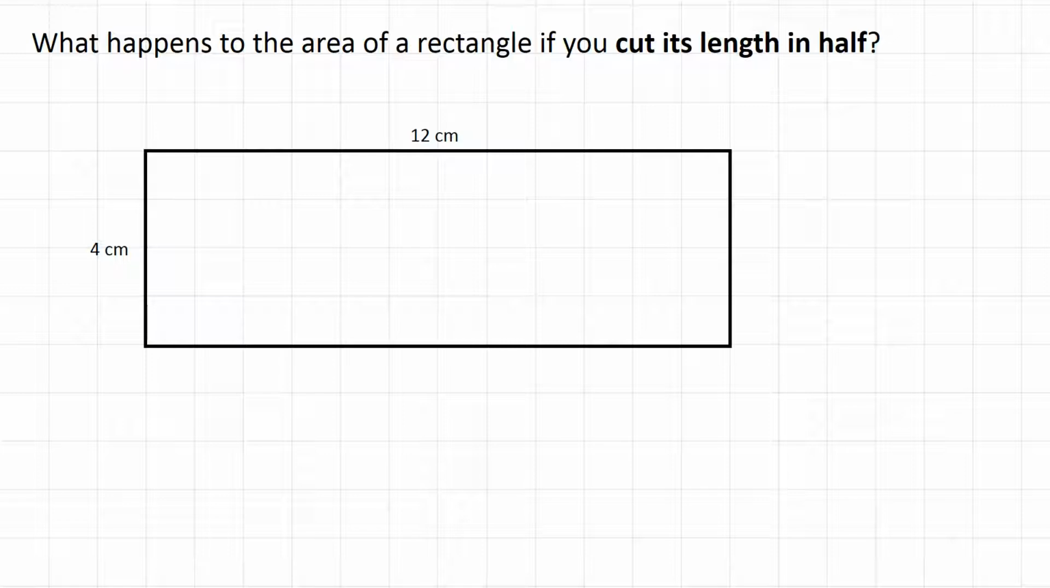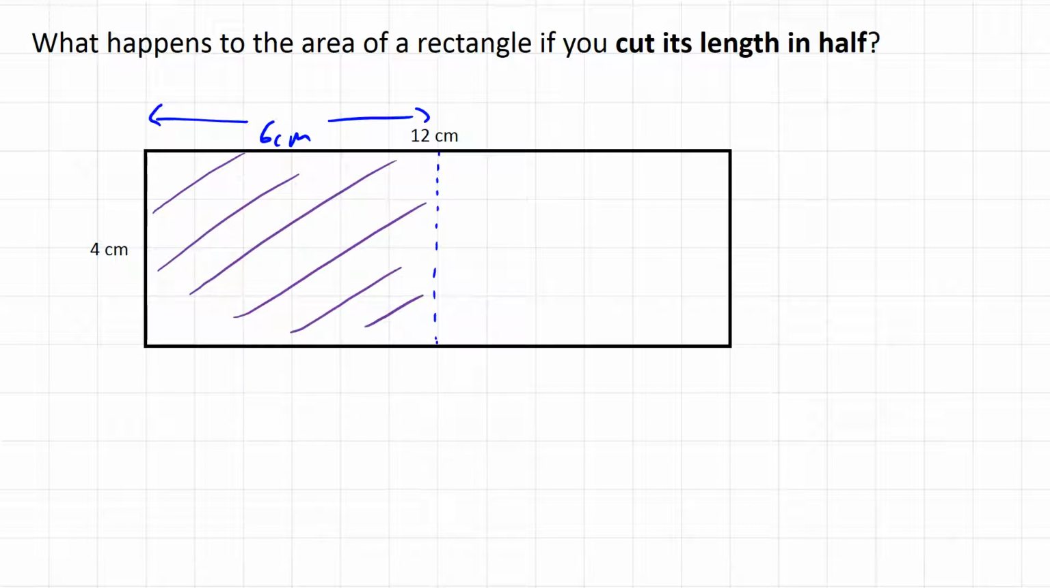Instead of making something bigger, we can also examine it by cutting it in half or making it smaller. So let's take this rectangle that's 12 centimeters across and let's cut it in half. So now it's 6 centimeters across. What did we do to the area? Well, you can see visually that we cut the area in half. So the area is half as big or as large.